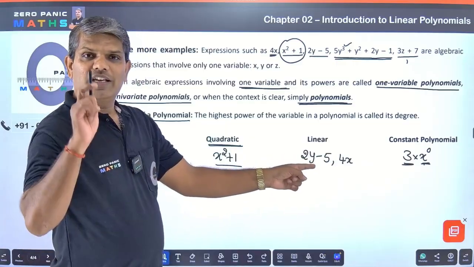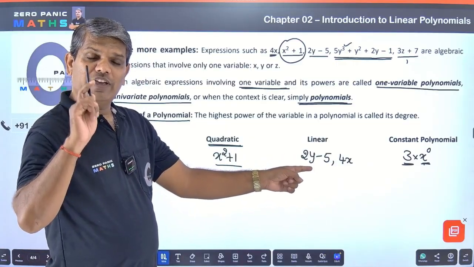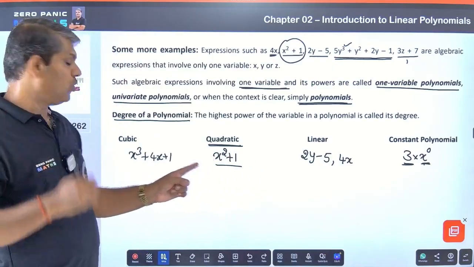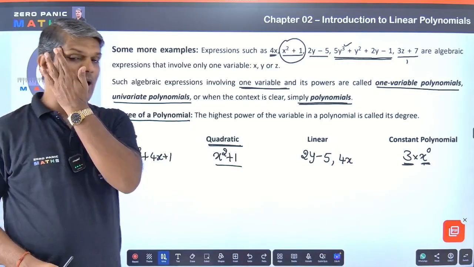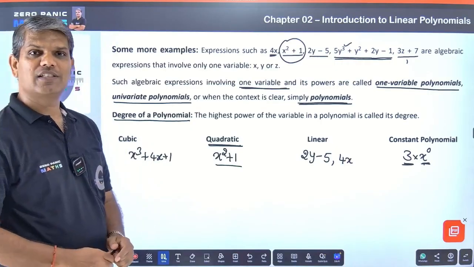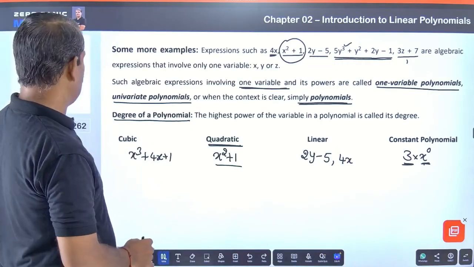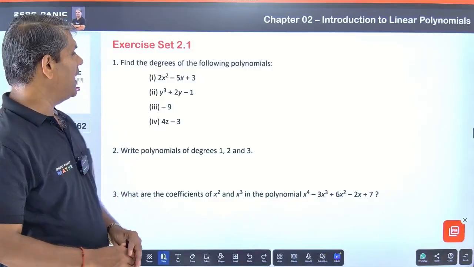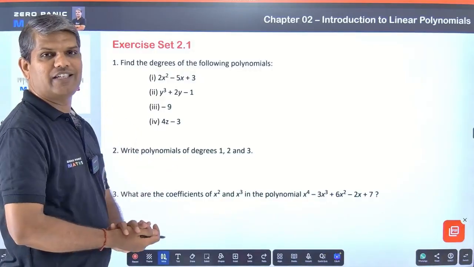Linear polynomial is a polynomial with the variable's highest power as 1. Quadratic is highest power 2. Cubic means the power is 3. You understood this? Okay. Let us see some exercise sets based on whatever we have studied till now.